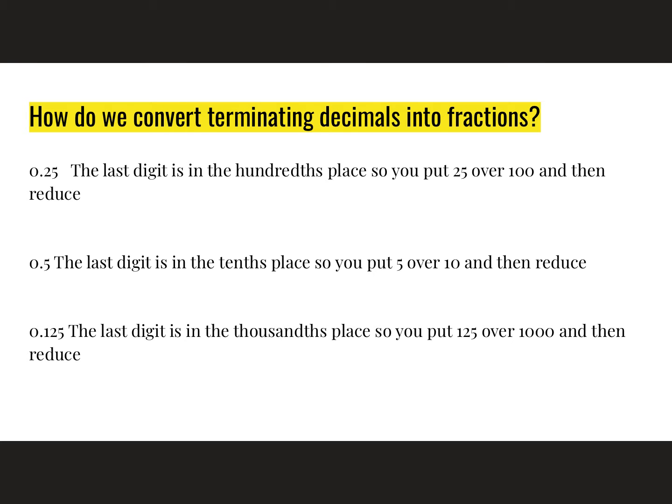So how do we convert terminating decimals? Those are easy, right? For terminating decimals, we simply look at where the last digit is. So 0.25, the last digit, this 5, is in the hundredths place. Remember, it's tenths, hundredths, thousandths, and so on. So we put 25 over 100, and then we can reduce it. I know that 5 goes into both of those, so that changes to 5 over 20. And 5 goes into both of those, so it becomes 1 over 4.